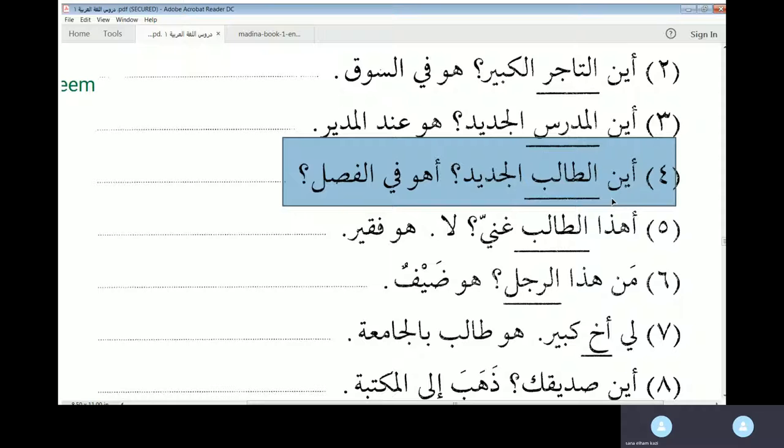Aina at-talib al-jadid? Where is the new student? Huwa fil fasl, is he in the class? Aina at-tullab al-judud? Where are the new students? A-hum fil fasl? Are they in the class?